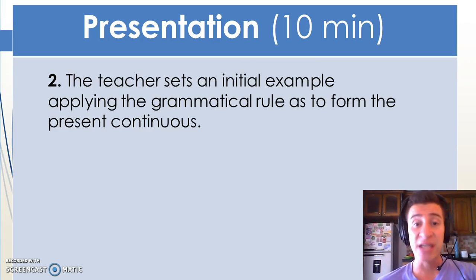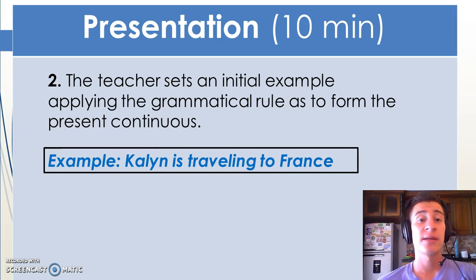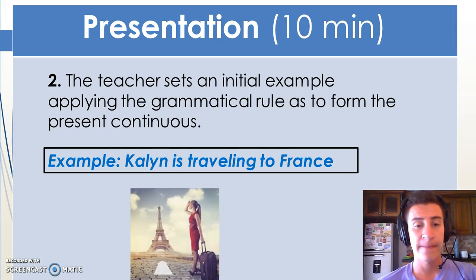In the second part of the presentation, the teacher sets an initial example applying the grammatical rule to form the present continuous. For example, considering the previous slide: Kaylee is traveling to France. So we have the subject here, a to be verb, a different verb, which is travel, the ing, and the complement here, to France.